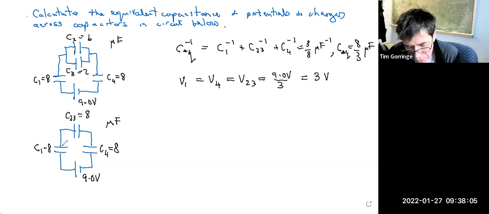So that's the voltage across C1 on the left. It's the voltage across C4 on the right. It's the voltage across C23 upstairs here.